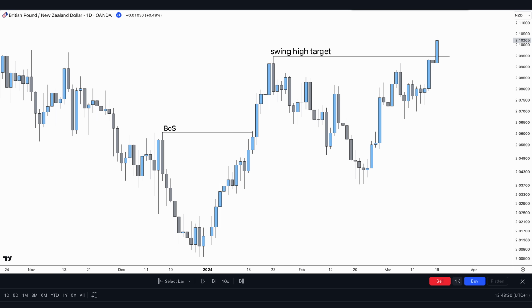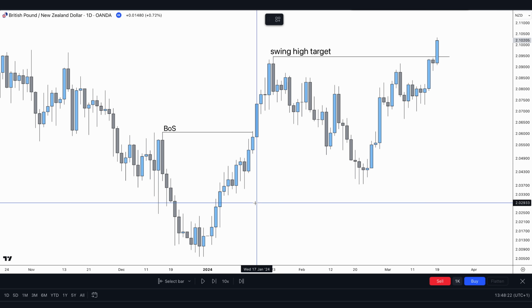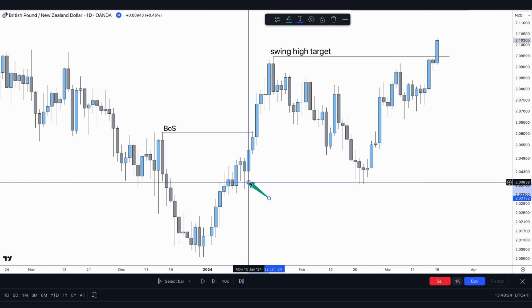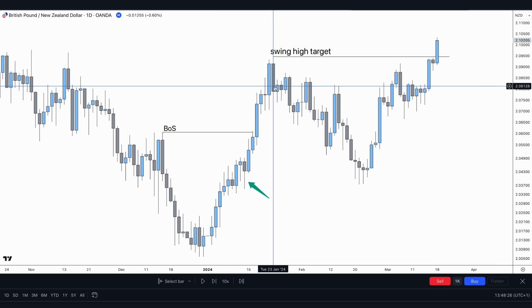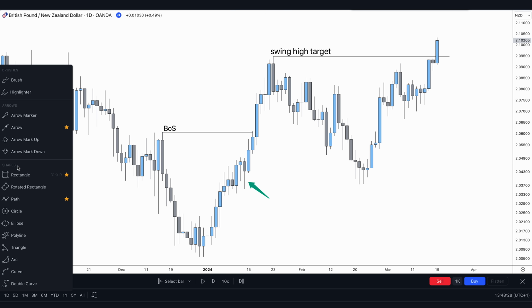So the first step to this is using supply and demand. You need to be entering from supply and demand zones if you want to get these sniper entries consistently. Supply and demand is also known as order blocks. You might know it as order blocks. It's basically an area of consolidation before a large up or down move that we look to enter from.